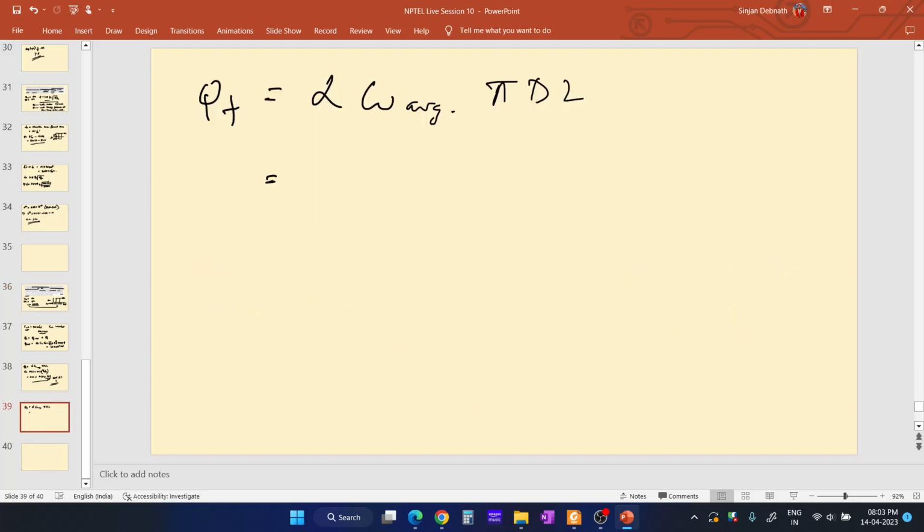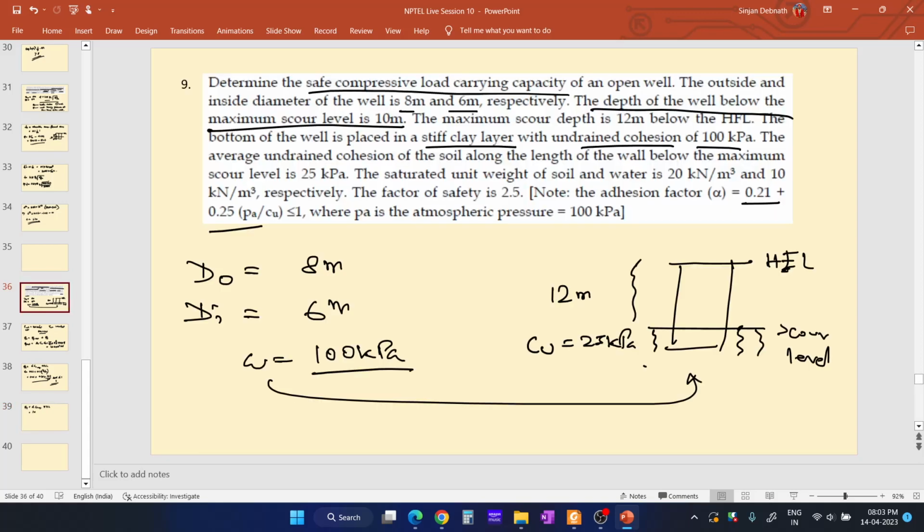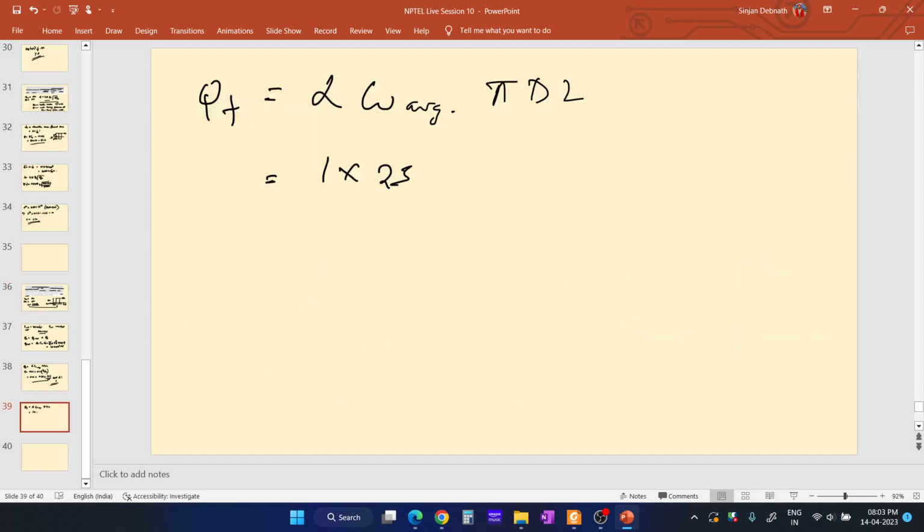So alpha is how much? Alpha is 1 into Cu average, that is the cohesion along this depth, which is 25, into pi into the outer diameter. The outer diameter is 8 meter, and length below the scour level is 10 meter. If we calculate this, you will get the value of QF, which comes out to be around 6.3 into 10 to the power 3 kilonewton.